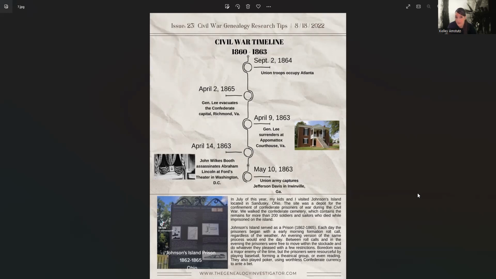But, you know, they had a baseball team that they formed. They had a theatrical group that they created. They did a lot of reading and just a bunch of different things. I found an account of a poker game that they played. They would use the Confederate currency that was worthless at the time. So that's just kind of neat.